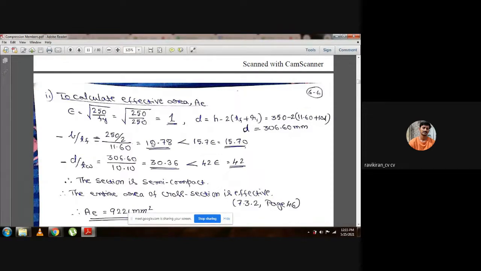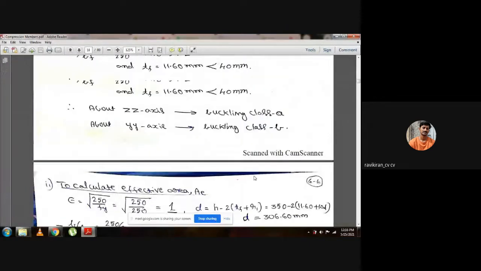Okay. So in table 2, epsilon value is root of 250 divided by Fy, which gives 1. And how to calculate D? D is equal to the effective height, that is nothing but total height minus 2 times the flange thickness plus root thickness. If you do that, we get effective depth as 306.6 millimeter.